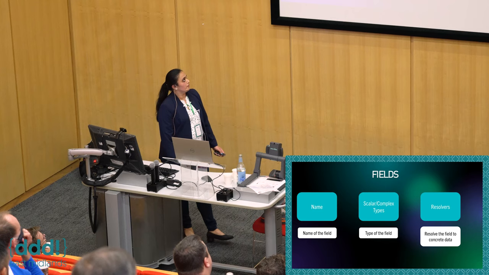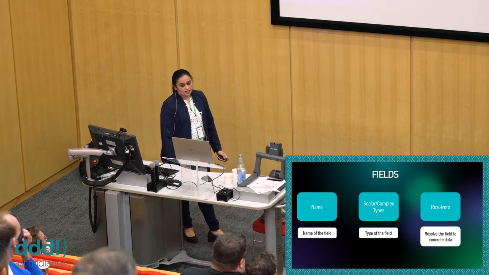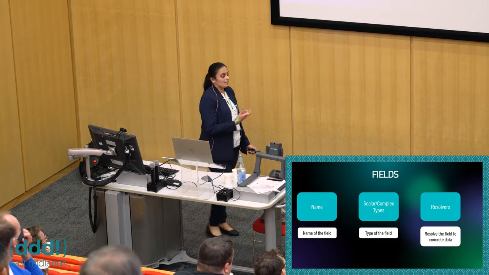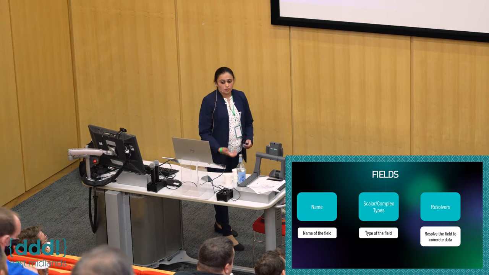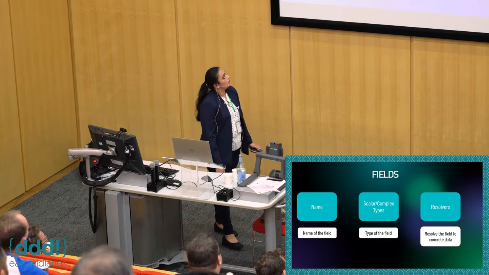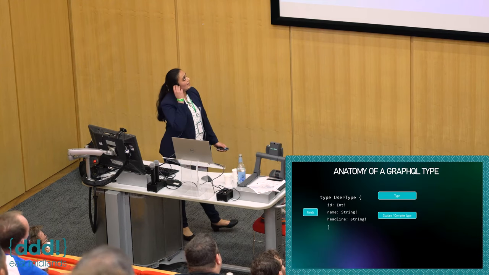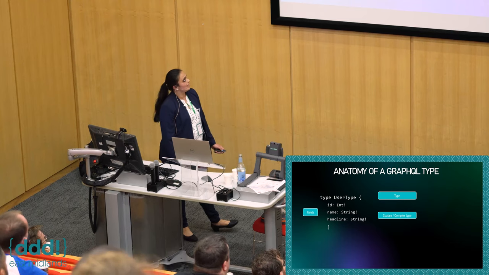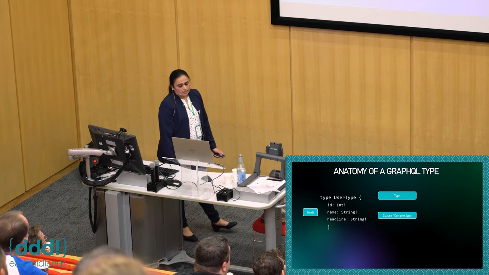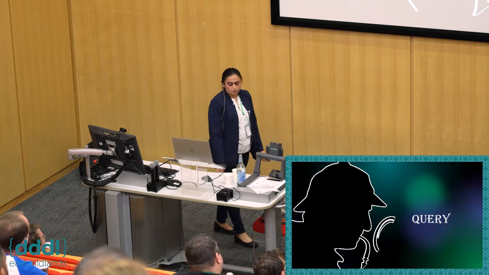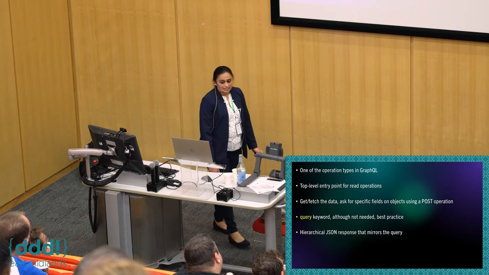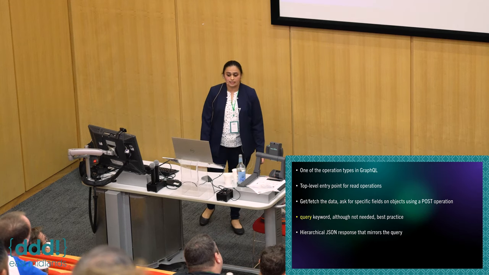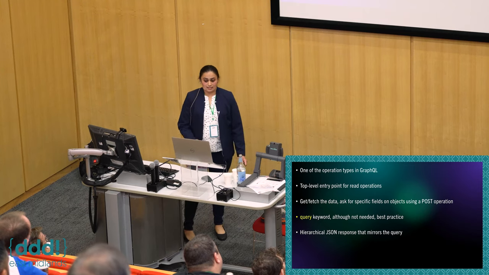And each type is made up of fields, which have a name, a scalar type or a complex type, that is the data type behind the field, and resolvers, which tell it how to resolve it to concrete data. And this is how a GraphQL type will look in the GraphQL schema definition language. You have the type followed by the fields, the field names, and the field data types as well. A quick look at the three GraphQL root types. The first one is query. It is one of the operation types in GraphQL to read data, the root entry point to read data. And you get or fetch the data using a POST operation.